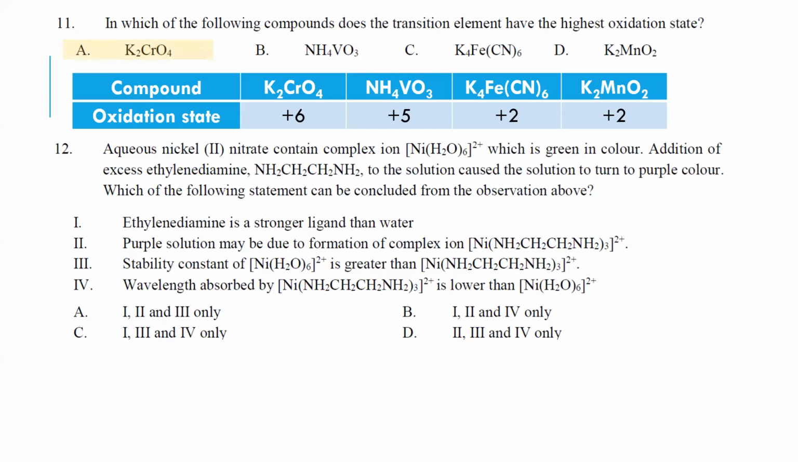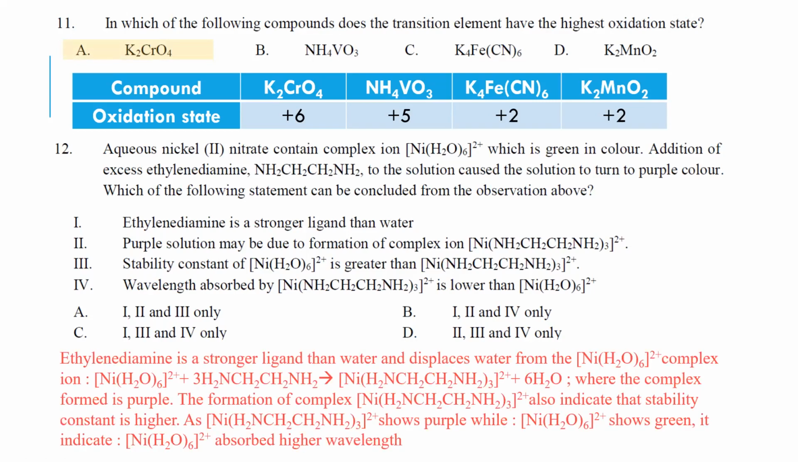So is it because A, ethylenediamine is a stronger ligand than water, which is definitely yes? So the purple solution is maybe due to the formation of the complex, yes, because nickel has a coordination number of 6, so you can easily form these bidentate complexes using nickel. And the stability constant of [Ni(H2O)6]2+ being greater than that is wrong. If not, then NH2CH2CH2NH2 could not even react or dissolve in water.